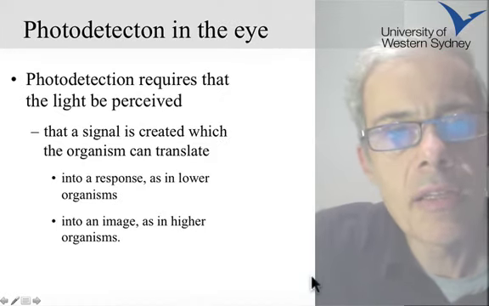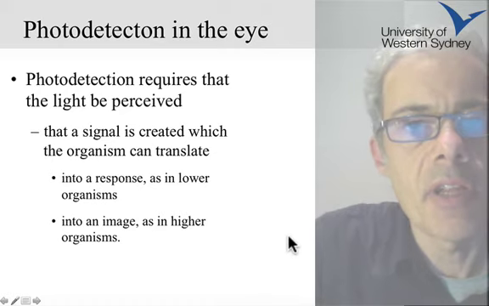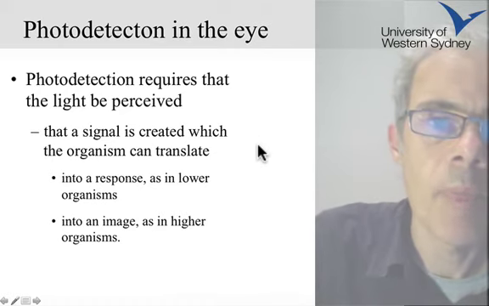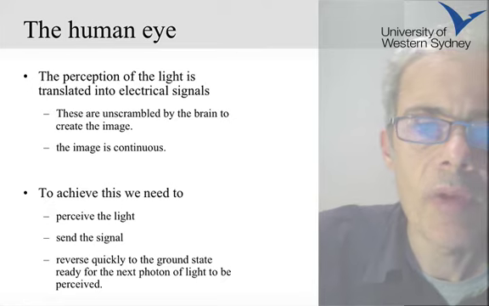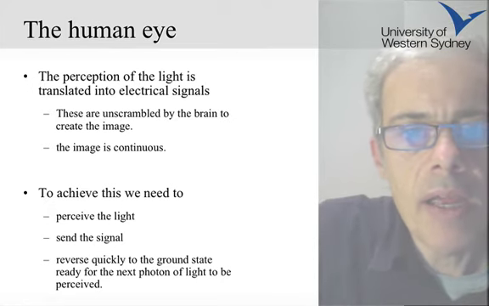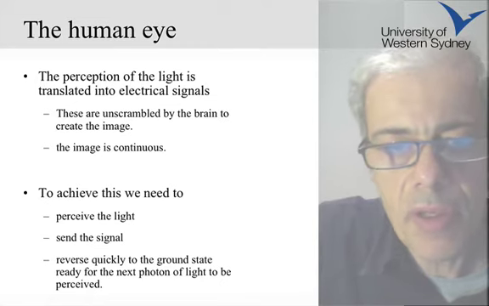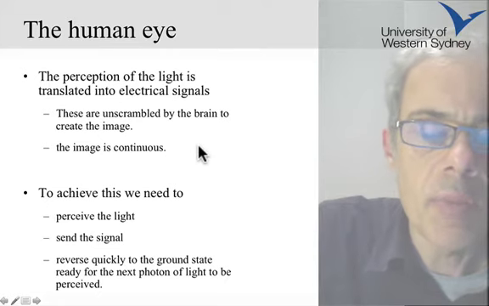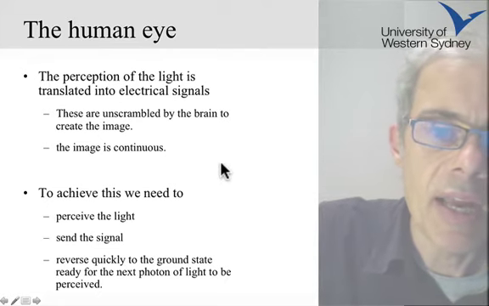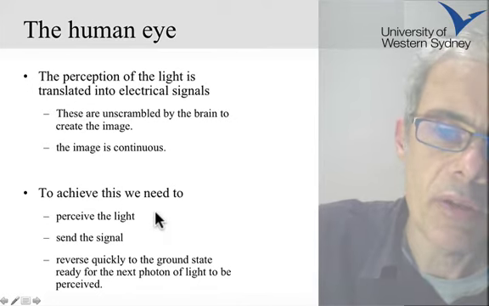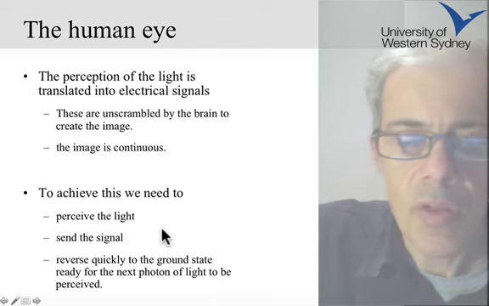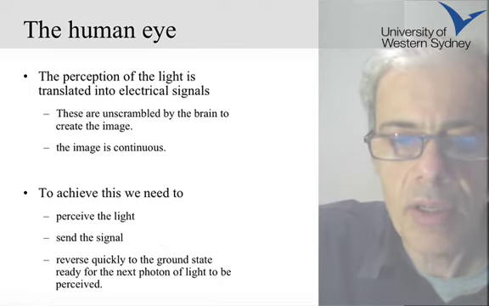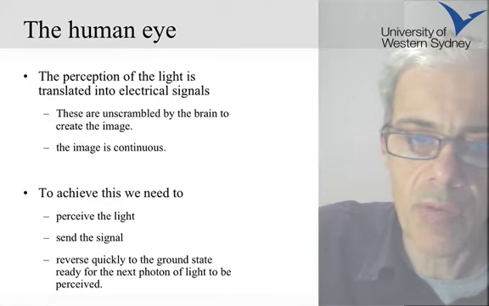We're going to be looking at the perception of light, so in other words, photodetection in the eye. In the human eye, we have a fairly complex system where light is perceived and transferred into electrical signals. These are then unscrambled by the brain into the perception of an image. And to do this, we need to perceive the signal and then send the signal. And then also we need to switch off the signaling from that photon of light so that we can then perceive another photon of light.